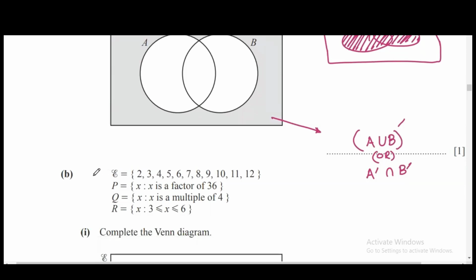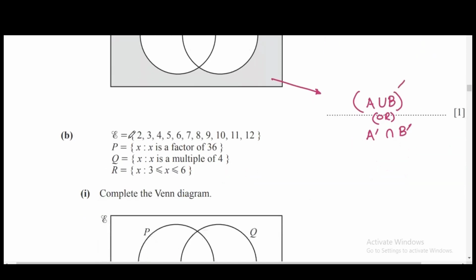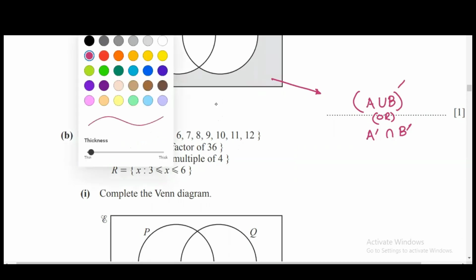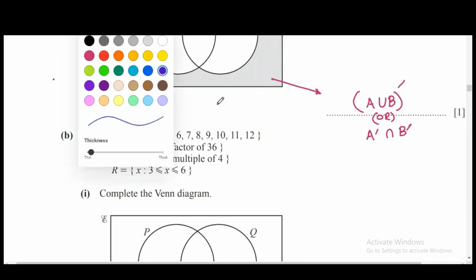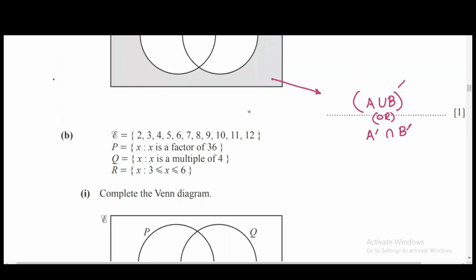Now move on to part B here. In part B, the universal set is 2, 3, 4, continue till 12, and the set P is the factors of 36. So first write down all the factors of 36. How to find a factor, I have already uploaded the video. See the playlist.